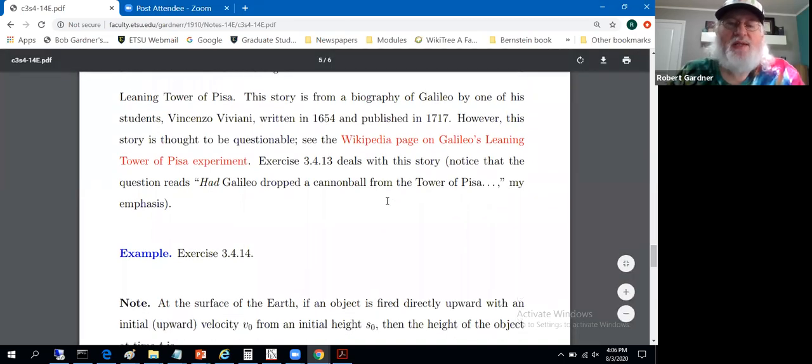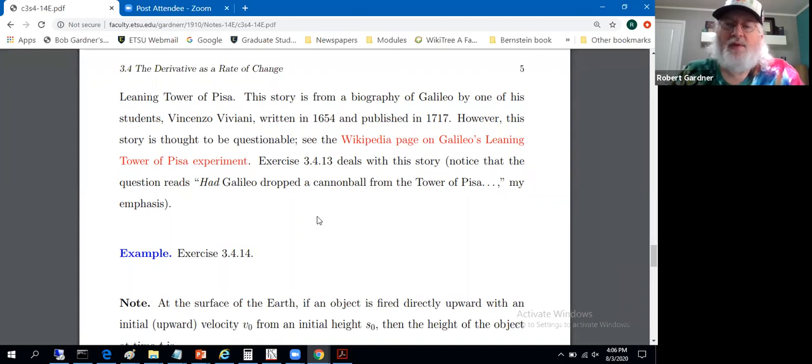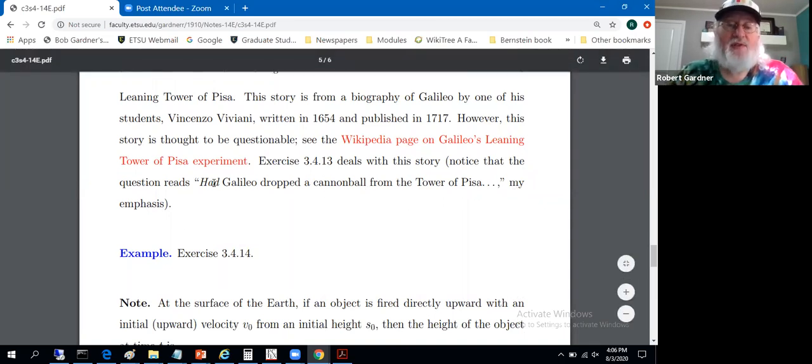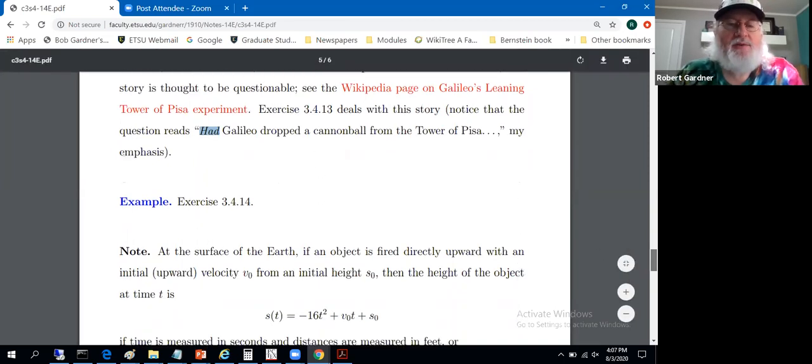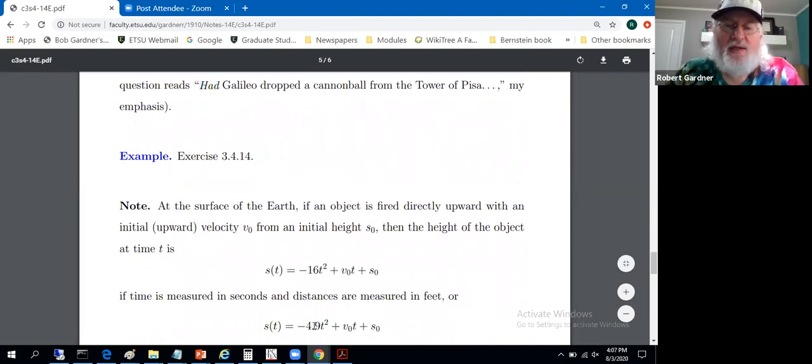But I bring this up because exercise 3.4.13 deals with a story about Galileo dropping cannonballs off of the Leaning Tower of Pisa. Question 13 is worded, had Galileo dropped a cannonball from the Tower of Pisa, and so forth. My emphasis on had, but you can tell right there the authors of the textbook are not claiming this actually occurred. It's a piece of cake to set up the physics formulas for what would happen had this occurred. But let's look at exercise 14, which deals with this inclined plane stuff.